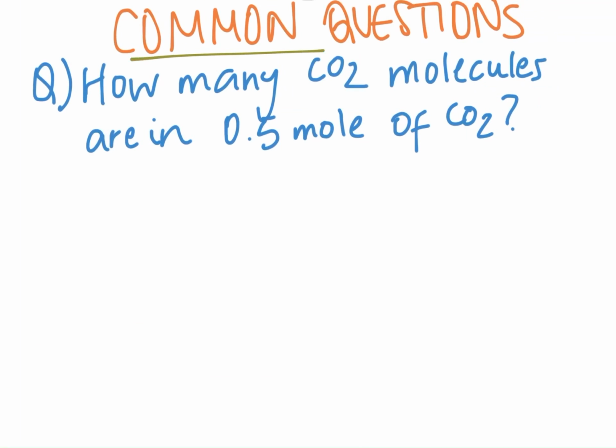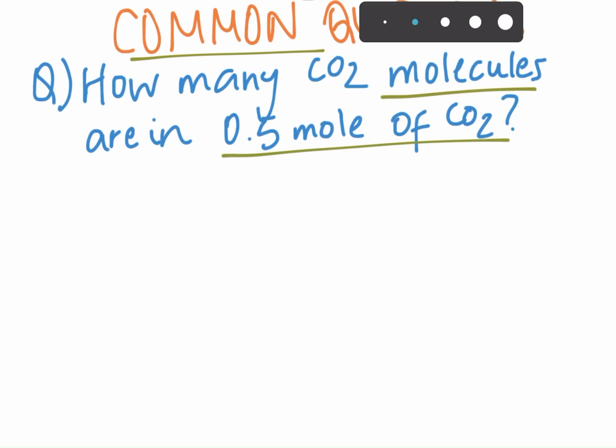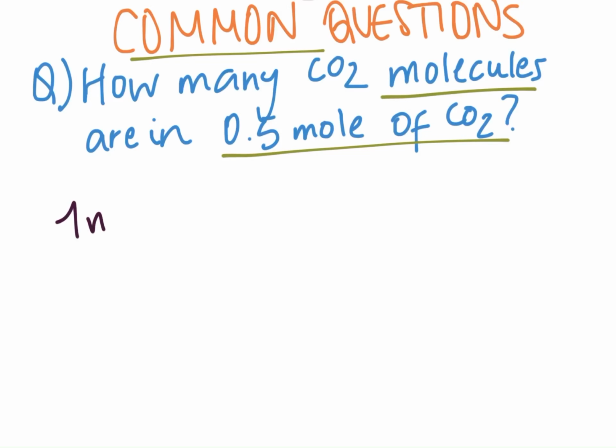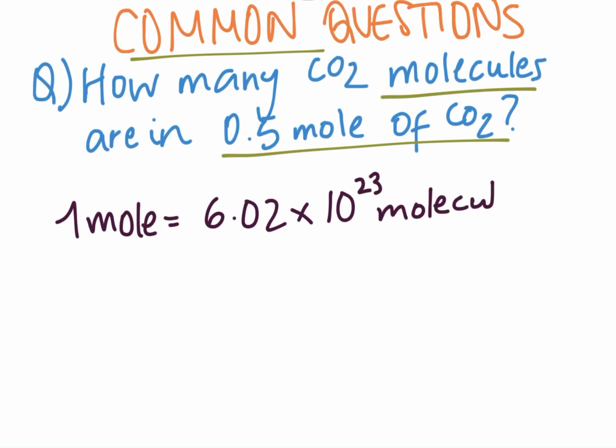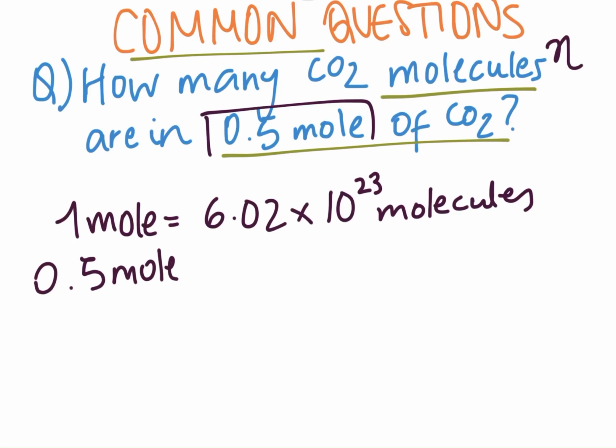The question says, how many carbon dioxide molecules are in 0.5 moles of carbon dioxide? The first thing that I always do is write what I know. I know that 1 mole has 6.02 multiplied by 10 to the power of 23 molecules. Now I read the question and write what I'm supposed to be calculating and what I have. How many molecules is your X, because you don't know that. And you know that you have 0.5 moles. So you write moles with moles here, and you need to know X molecules.